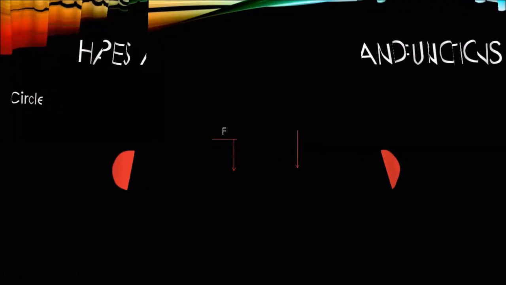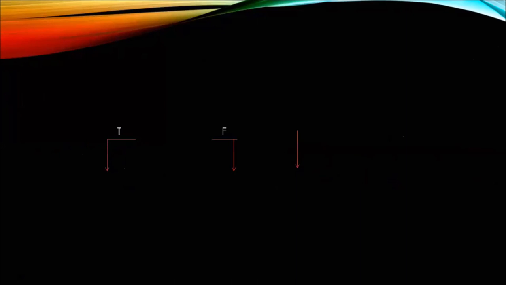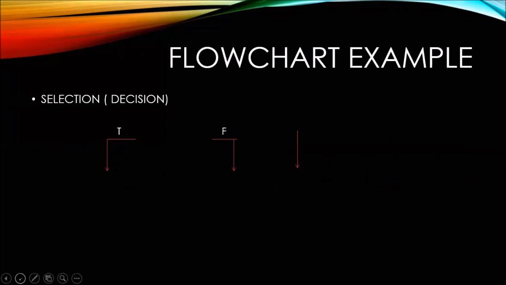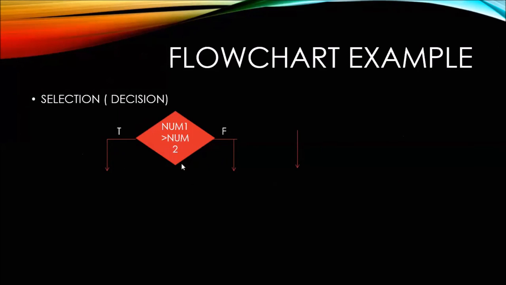All right, moving on now. So let's look at an example here. We're looking at decision making using selection. So once it's a selection, if statements should come to mind. All right, so here we have a condition. So it is saying if num1 is greater than num2, what should happen? That's the condition, but you could have it as a question, is num1 greater than num2, just like what you have here, or you could have if num1 greater than num2.